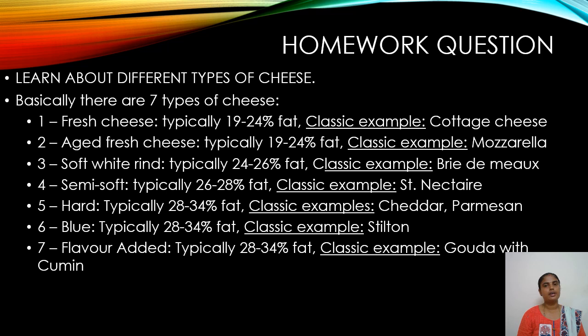We know that ripening of the cheese breaks down the lipid and protein content of the cheese. So depending on it, the fat content of the cheese also varies. The 7 types as mentioned in the slide are fresh, aged fresh cheese, soft, semi-soft, hard, blue cheese and also flavor added cheese.